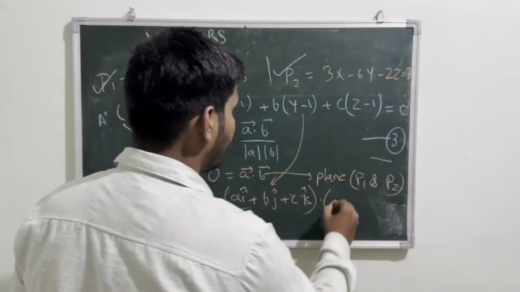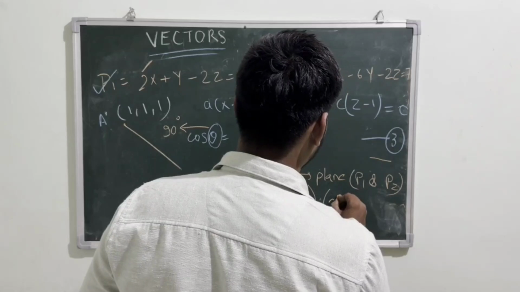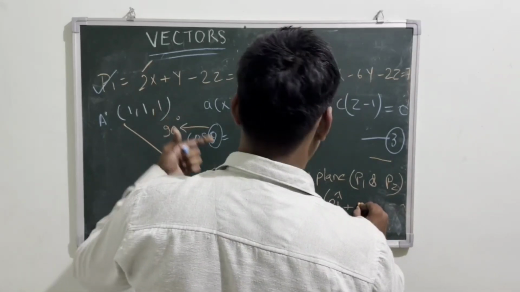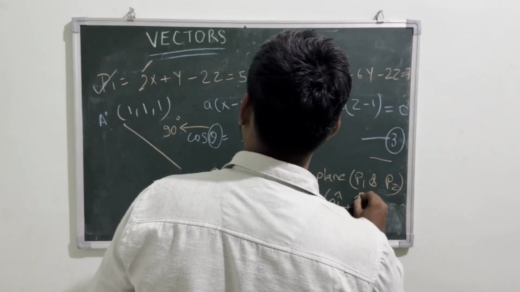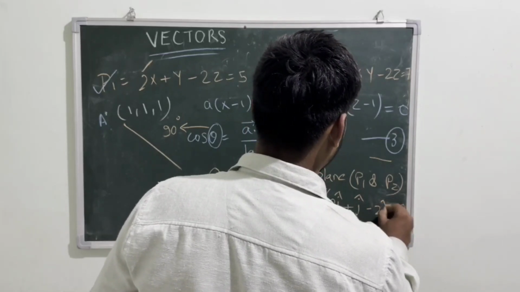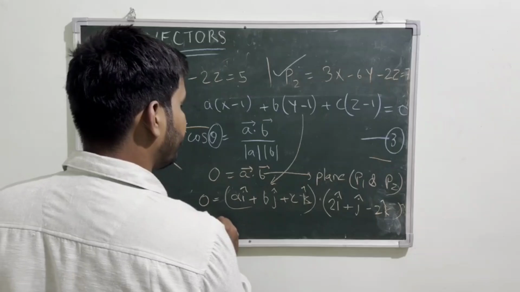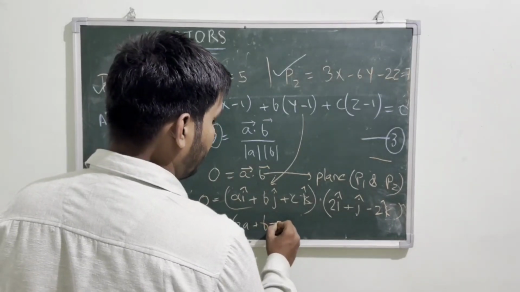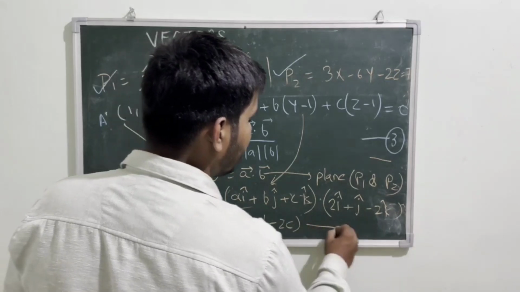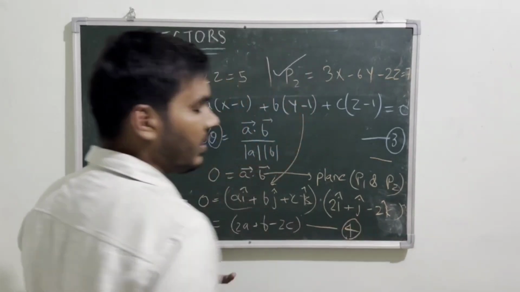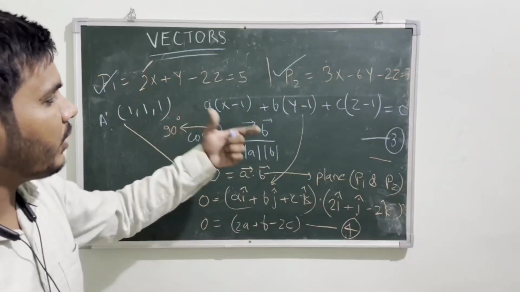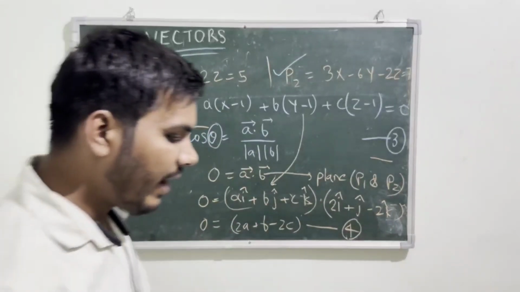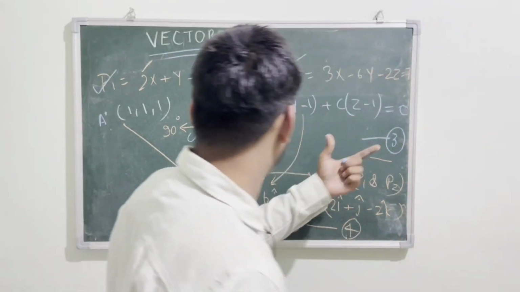And this is the equation 2i + j - 2k. This is the line. By solving this, we get 2a + b - 2c. This is the fourth equation. Okay, and we have to do similarly for obtaining the fifth equation. This is the fourth equation we have obtained. So we have now two equations, the third equation and the fourth equation.